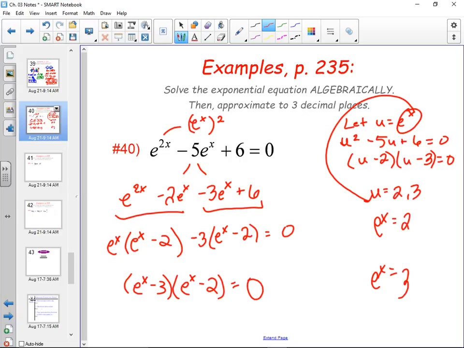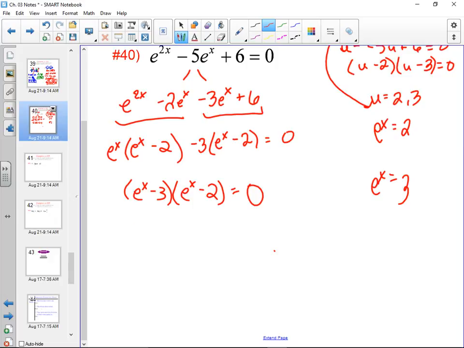This one says forget the e's for a bit, but you better come back. This one says keep the e's. It looks a little confusing, but guys, how would you solve at this step? So each one equal to 0. So you would get e to the x is equal to 3 or e to the x is equal to 2. Did the method make a difference? No.